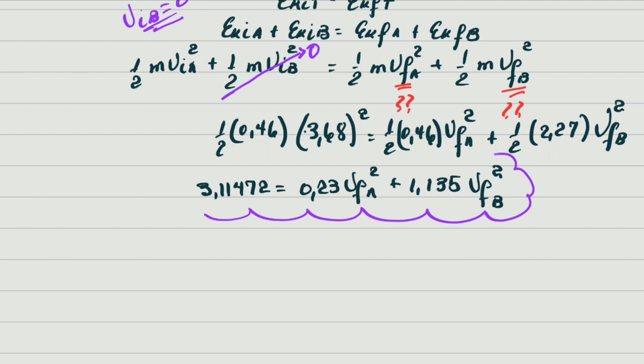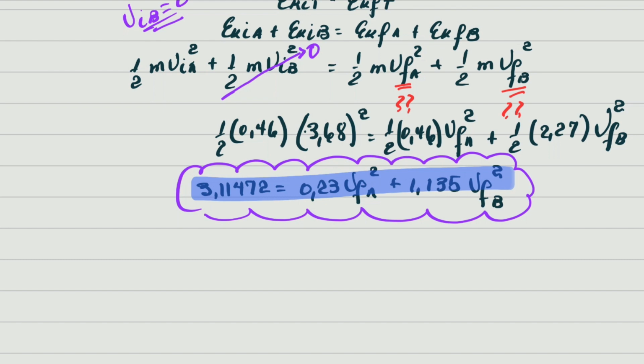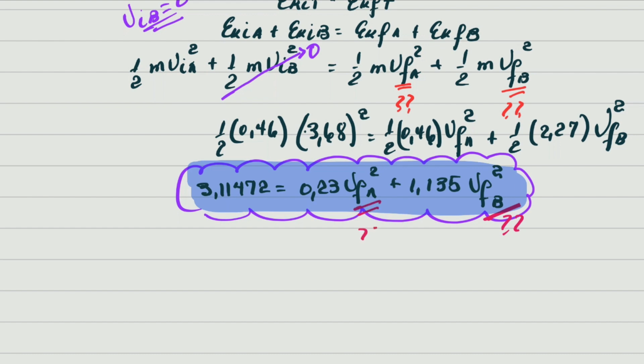Now at this point we have a little problem. We have two unknowns. We have the final velocity of ball A and the final velocity of block B. So this here is unknown, as well as that there. So the conservation of kinetic energy helps us up to a point. So we're going to call this equation 1, and we're going to stop there. Now we're going to use the other law that we can apply to this specific situation, which is the law of conservation of momentum.